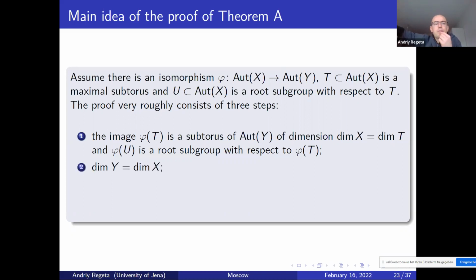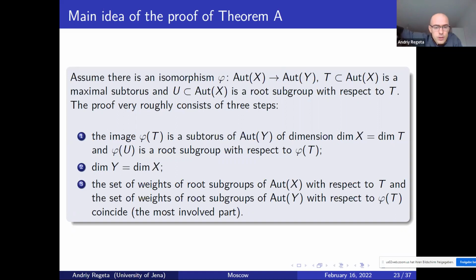The second step is to show that the dimension of Y is actually the dimension of X. And the last and most combinatorially involved part: the set of weights of root subgroups of Aut X with respect to T, and the set of weights of root subgroups of Aut Y with respect to phi of T coincide. So the third part is, of course, difficult, and I will not touch it. I will not touch it because actually I would need another talk or two to explain the third part.